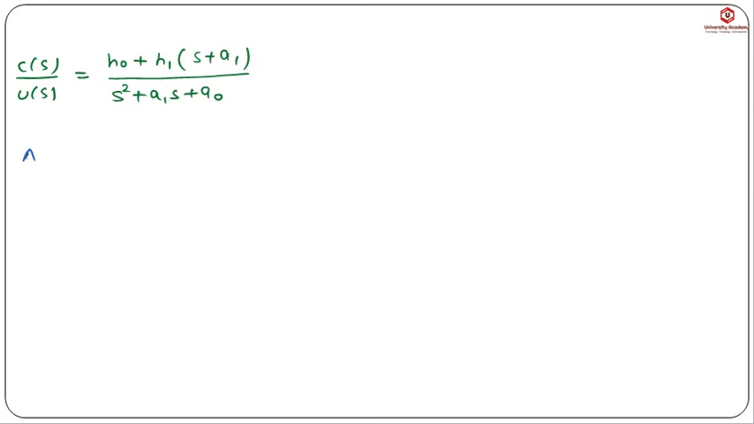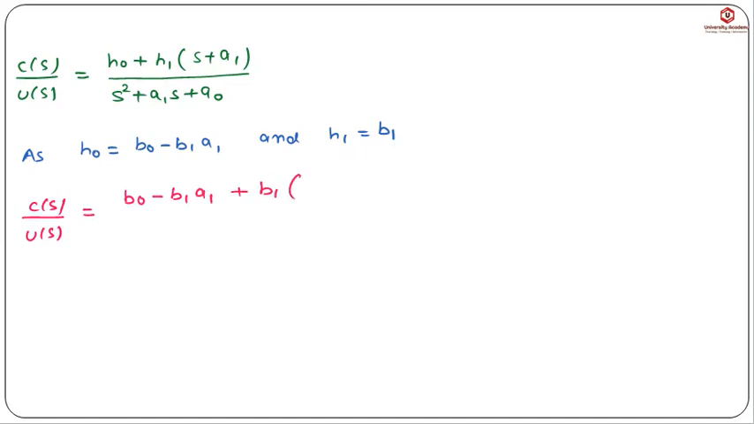Okay, so as it is given that h0 is equal to b0 minus b1 into a1, and h1 is equal to b1. So let us substitute here, then we are getting the C(s) by U(s) ratio. So h0 is equal to b0 minus of b1 a1 plus b1, this is s, plus a1, divided by s square plus a1 s plus a0.